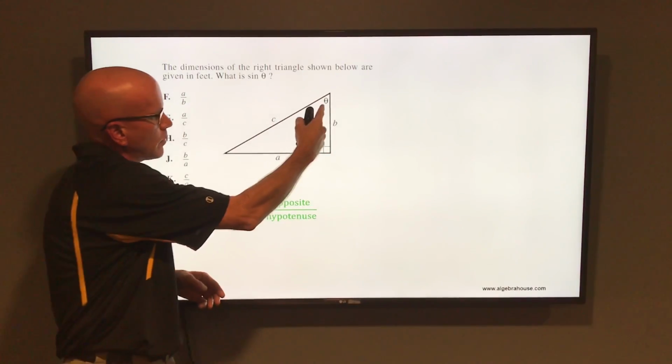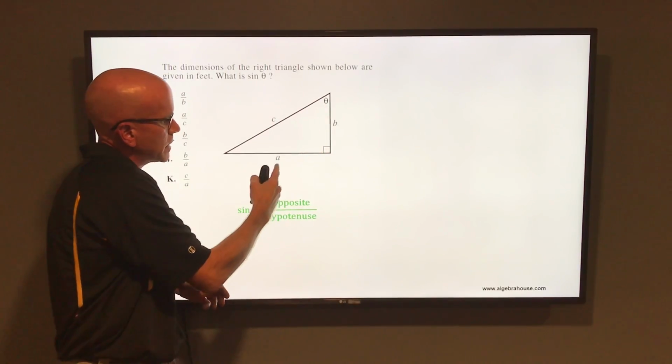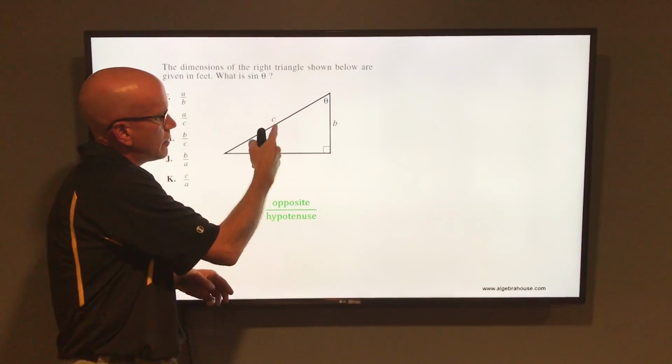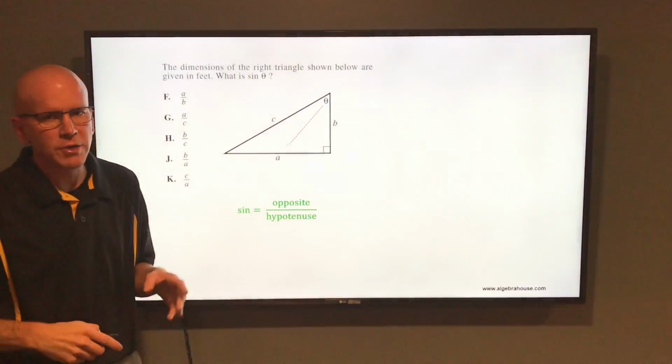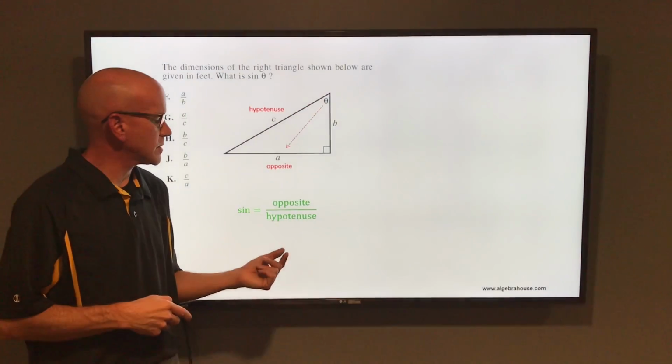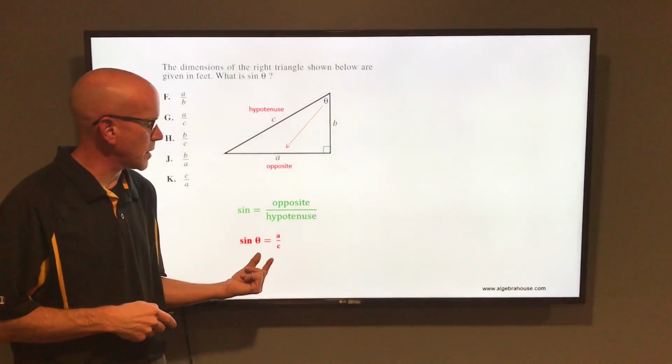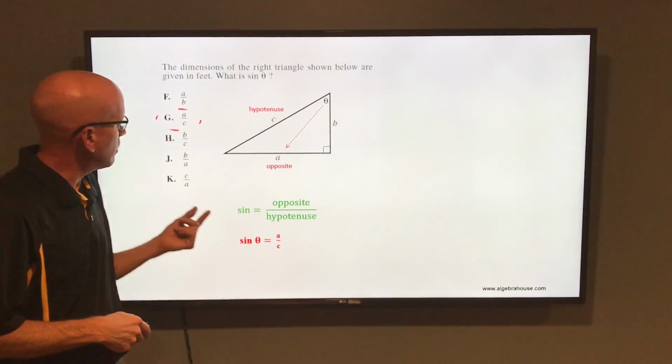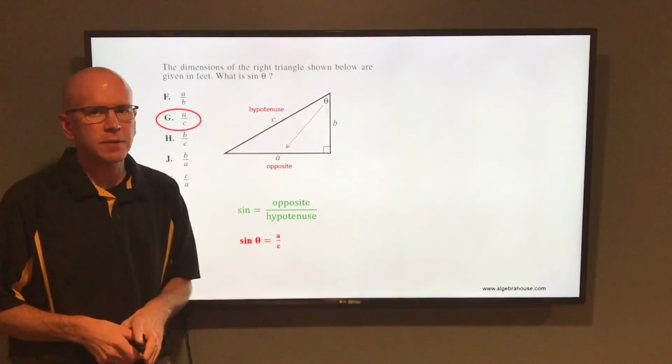So when you look at angle theta here, the side opposite angle theta is side A, the hypotenuse is C. So the ratio of the opposite side over the hypotenuse would, in this case, be A over C. So the sine of theta is A over C. And looking at the answer choices, that is letter G.